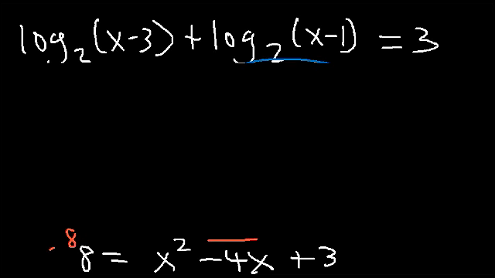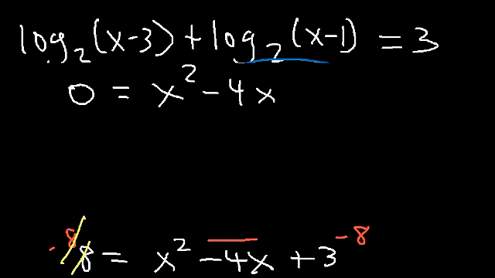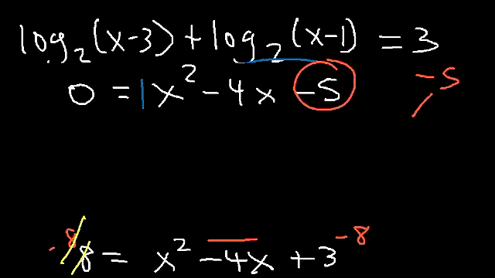If we do that, we will get a 0 on the left side, and on the right side, 3 minus 8 is negative 5. So we need to factor the trinomial, which has the leading coefficient of 1. So you need to look for two numbers that multiply to -5, but that add to -4. What are those two numbers? The two numbers are -5 and 1. -5 times +1 is -5, and -5 plus 1 is -4.